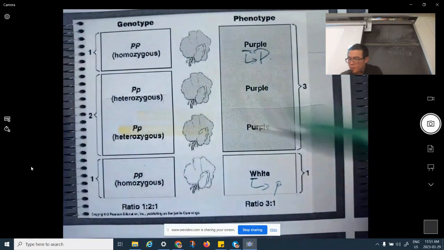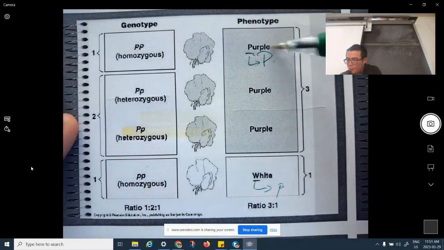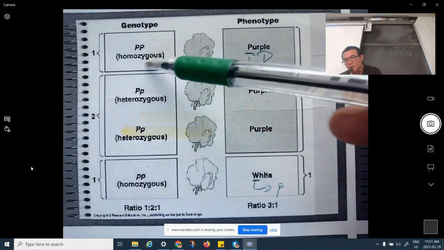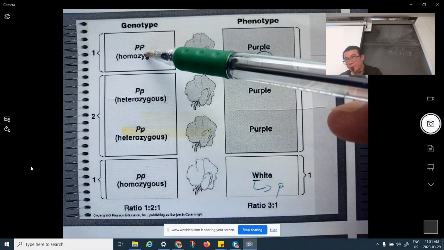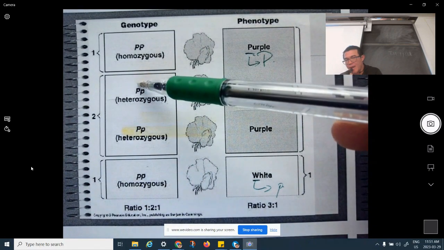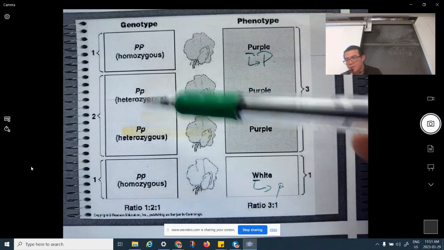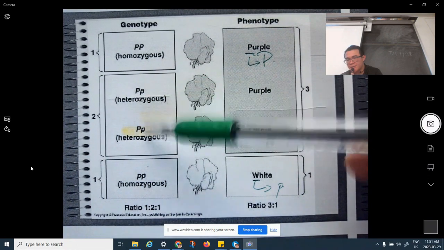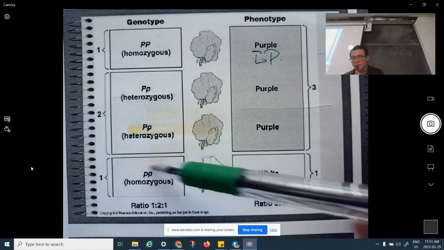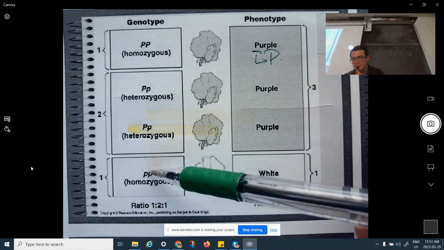In this example, you see the purple flowers. You're either homozygous, which is capital P's, or you could have a capital P and a lowercase p. Those would be heterozygous. And white color would be homozygous lowercase p.